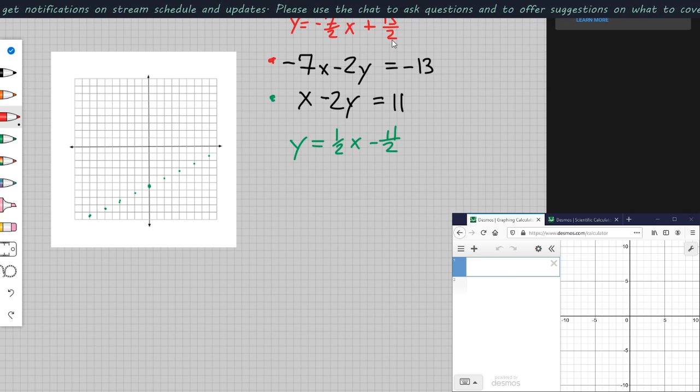So 13 divided by 2 is going to be roughly 6.5. So again, I'm going to try to plot that: 1, 2, 3, 4, 5, 6 and a half is here. I'm going to go down 7 and then over 2. So 1, 2, 3, 4, 5, 6, 7, 1, 2.